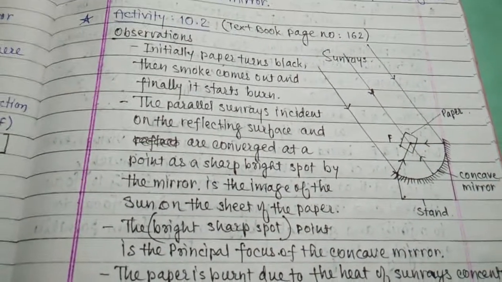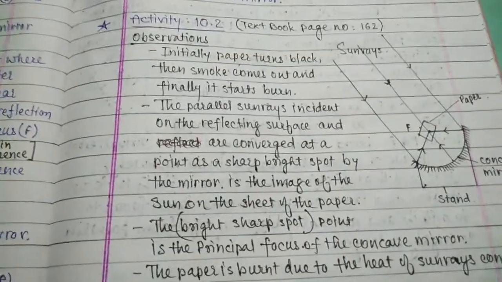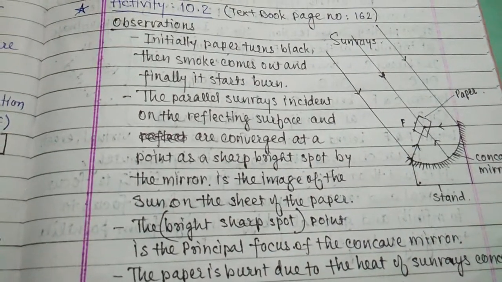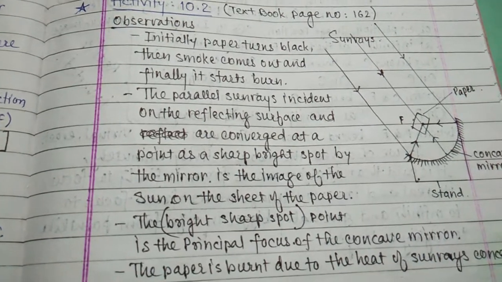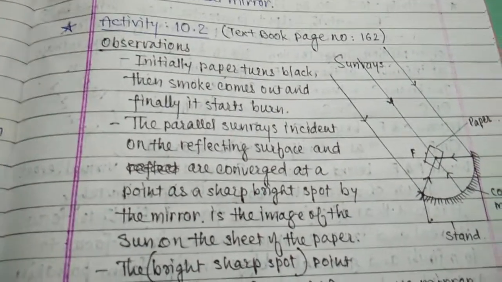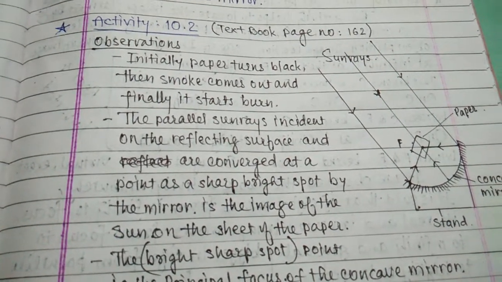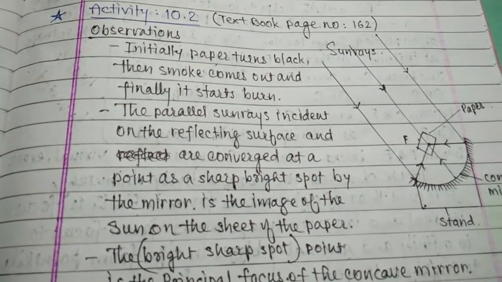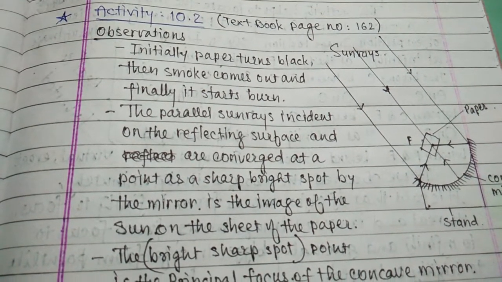incident on the mirror, and at a point where the image of the sun is point like, at that point a paper is placed. So what happened? Initially the paper turns black. If the paper is held steady, after some time the paper turns black. Then smoke comes out, and finally it starts to burn.